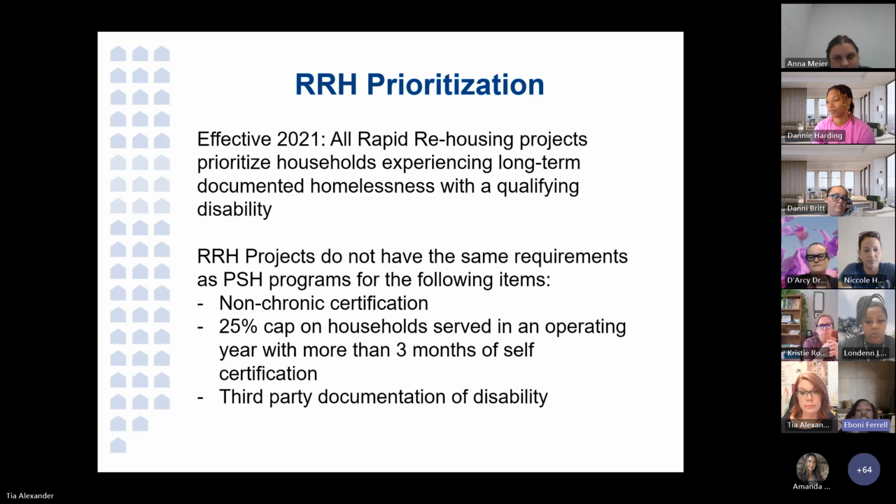So now I'll pass it over to Danny to talk about how outreach and shelter staff document eligibility for coordinated entry matches.